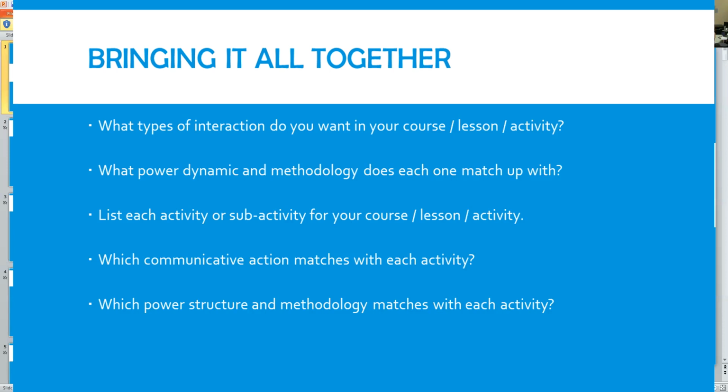And then at the bottom of the paper, you want to look at what types of interaction you want in your course. Student to student, student to teacher, student to group, what do you want there? List several of those, list one, depends on your lesson. Then think about, do the power dynamic and methodology match up?